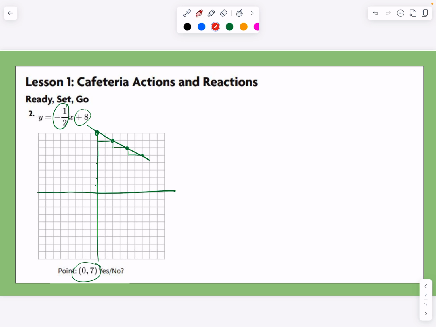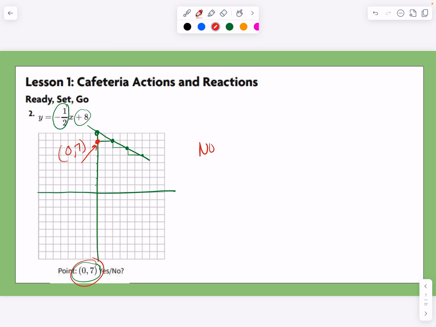And the question is, is this point 0, 7 on that line? Well, here's the point. 0, 7 is right there. And we can tell that no, it is not on that line.